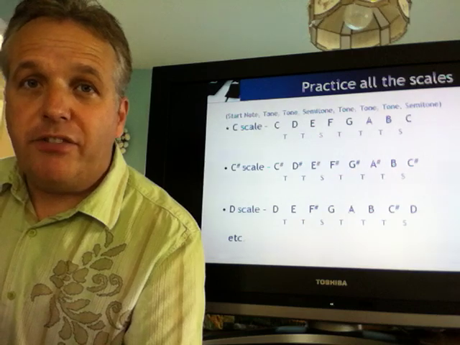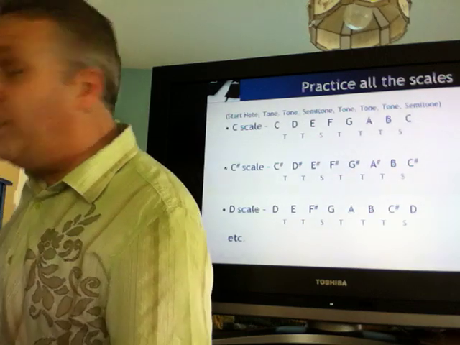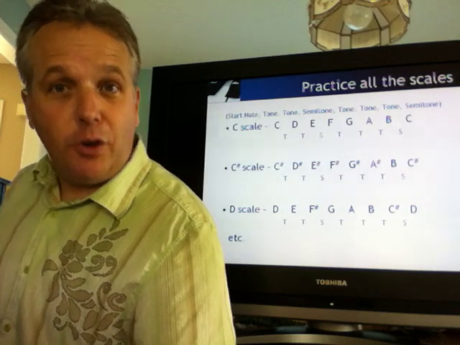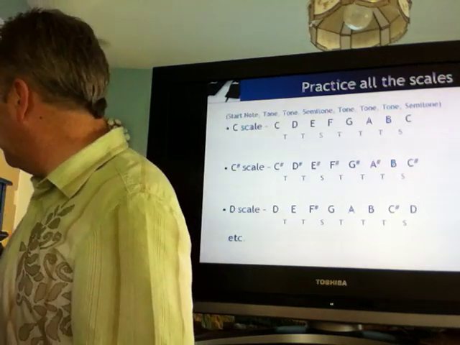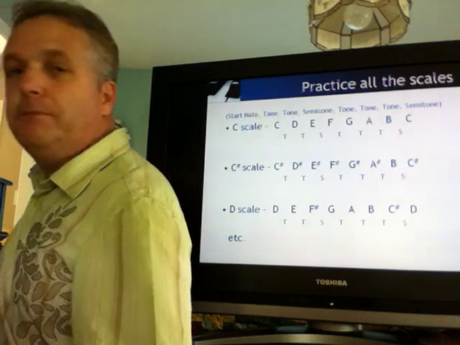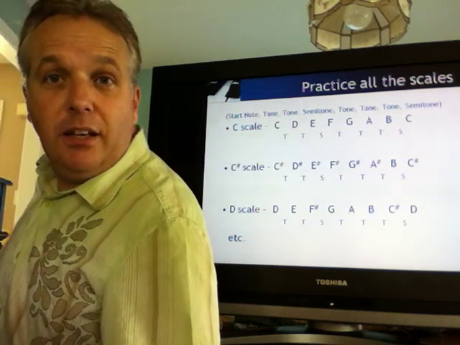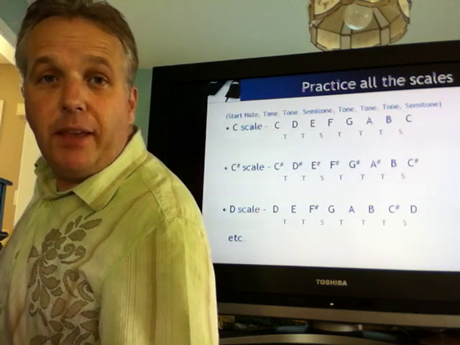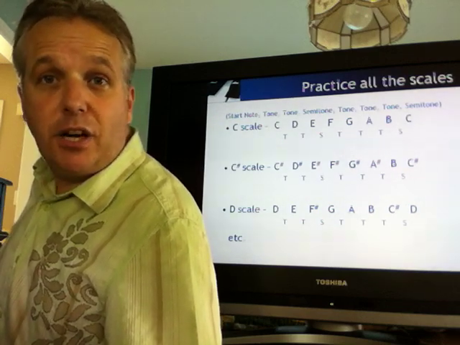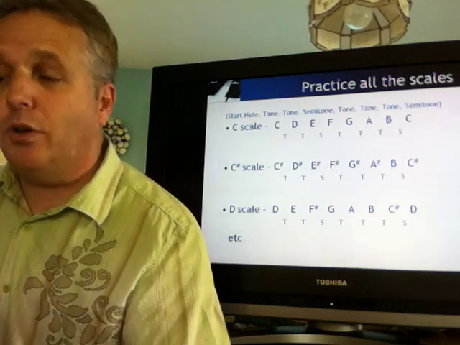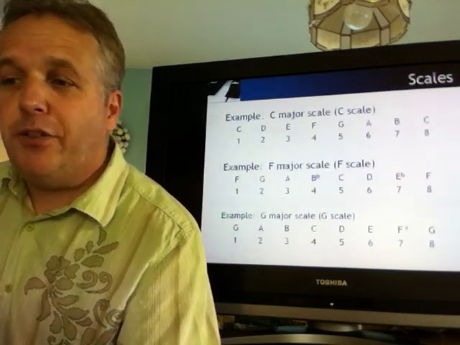We'll just try a couple of different scales. I've mentioned the C scale, the C sharp scale. You start at C sharp and follow the pattern: tone, tone, semitone, tone, tone, tone, semitone. Same with the key of D. Starting at D, E, F sharp, G, A, B, C sharp, D. It follows the same pattern. You start at D, then tone, tone, semitone, tone, tone, tone, semitone. And so that's fairly straightforward.